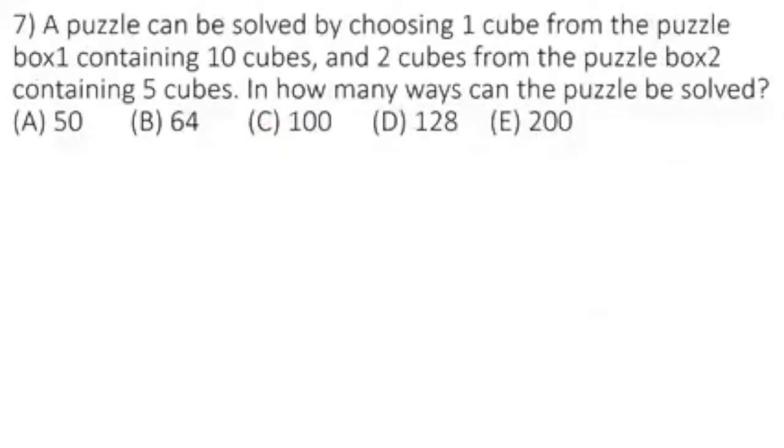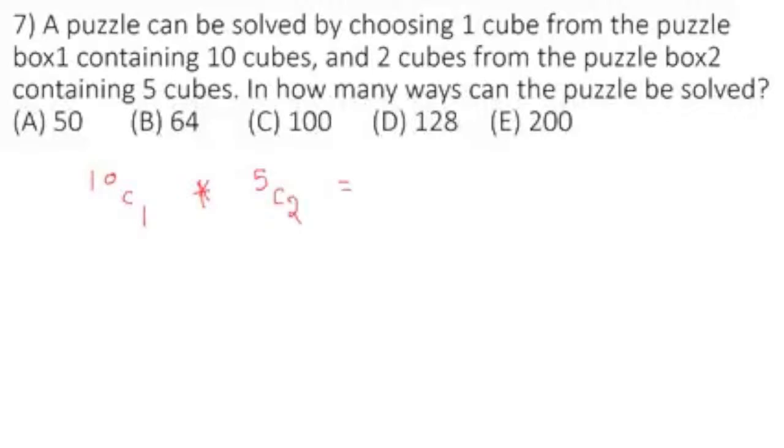A puzzle can be solved by choosing 1 cube from puzzle box 1, containing 10 cubes. So from the 10 cubes we need to select any one cube. Similarly, from puzzle box 2, I need to select 2 cubes from the 5 cubes. How many ways can the puzzle be solved? From the 10 cubes I can select one cube in 10C1 ways. Similarly, 2 cubes from the available 5 cubes is 5C2.